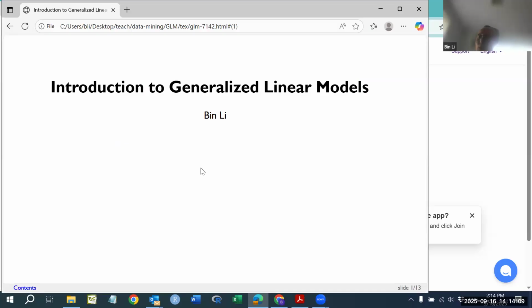generalized linear models. I've already posted that in the Moodle. If you haven't seen that, for this one I just created an HTML file, not a PDF. I think this is a better way to show the generalized linear models.